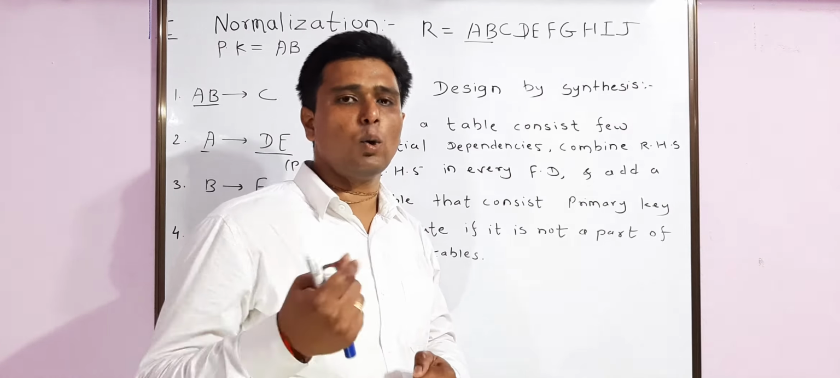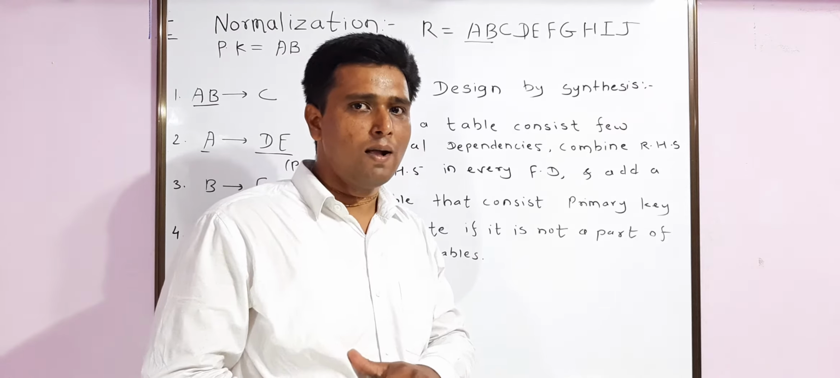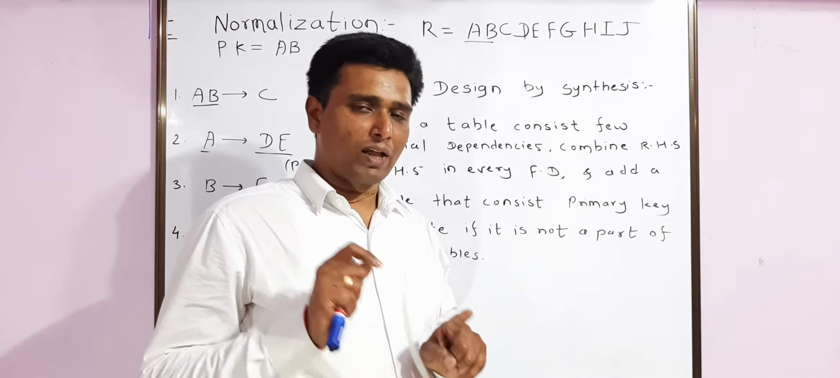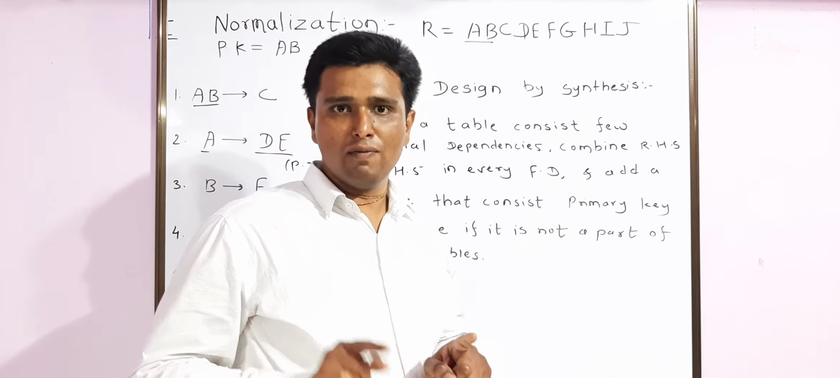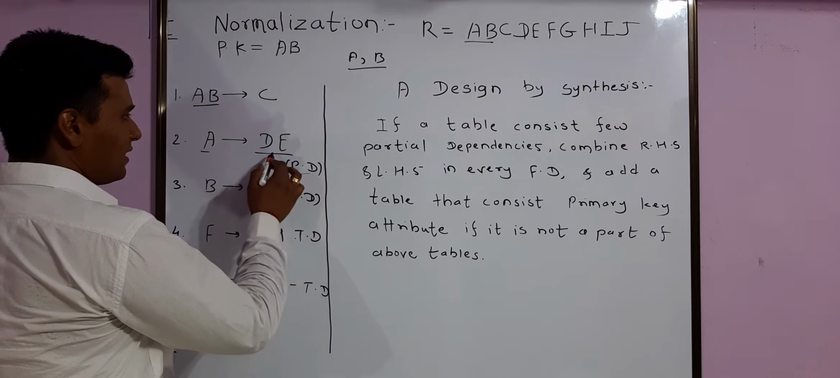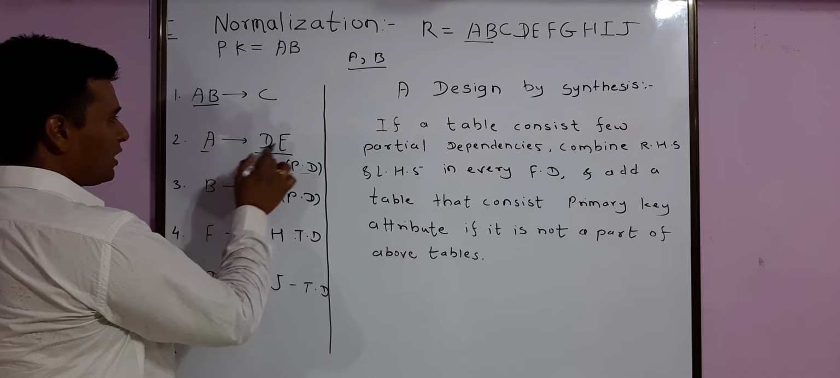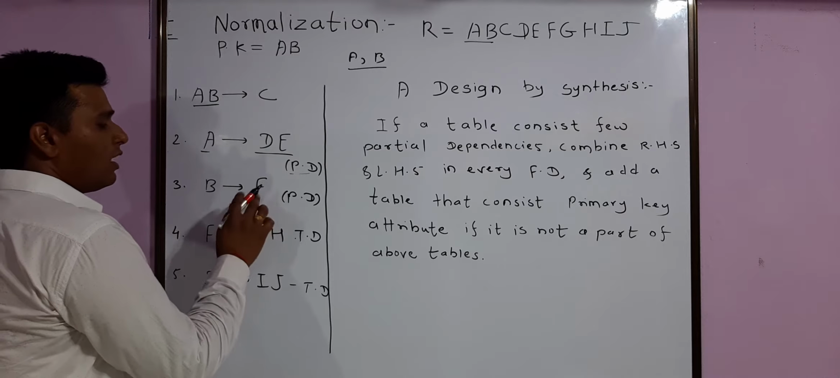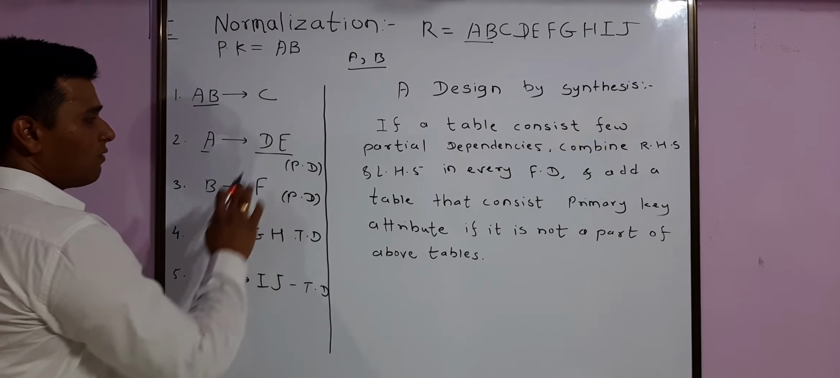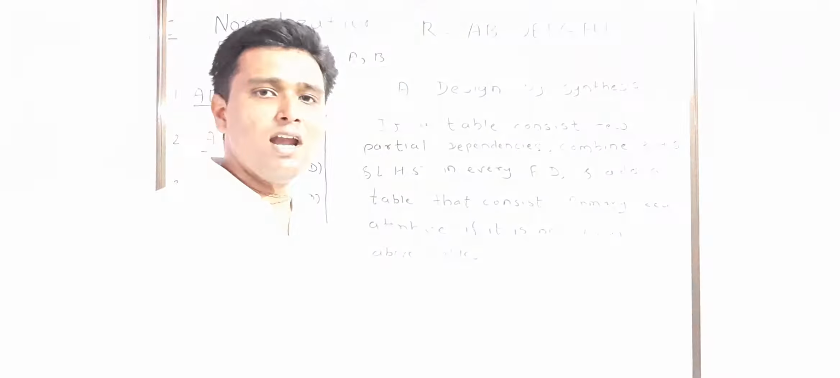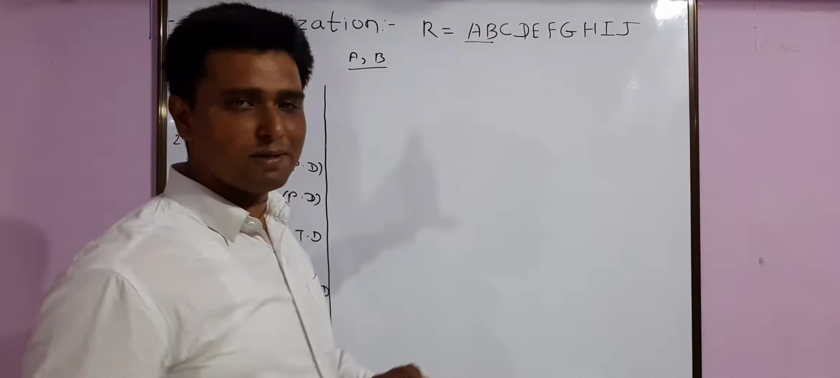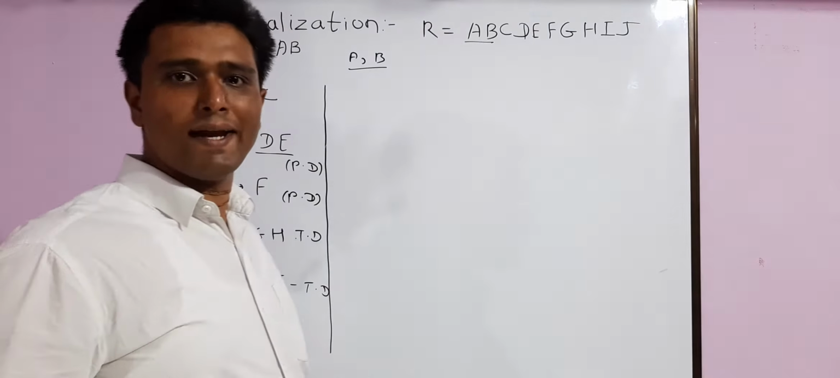Now we have to check whether it is in 2NF or not. How to check? If there does not exist a partial dependency, then we can say the relation is in 2NF. We have already seen that here partial dependency exists, because part of the key attribute determines a non-key attribute. Only one functional dependency having partial dependency is sufficient to say that the relation is not in 2NF. Now the lowest form of this relation is 1NF, so we have to convert it into 2NF.